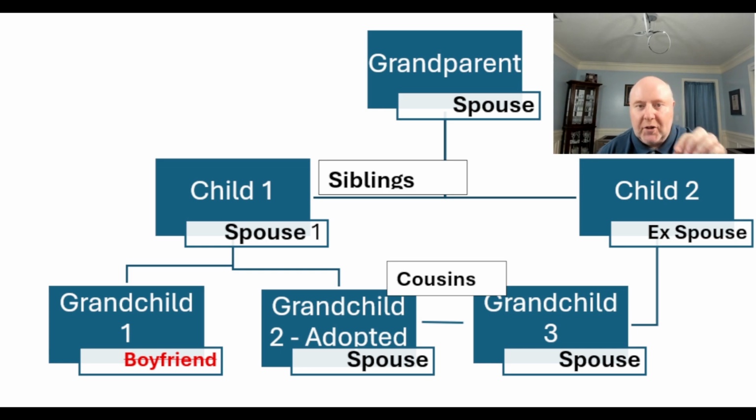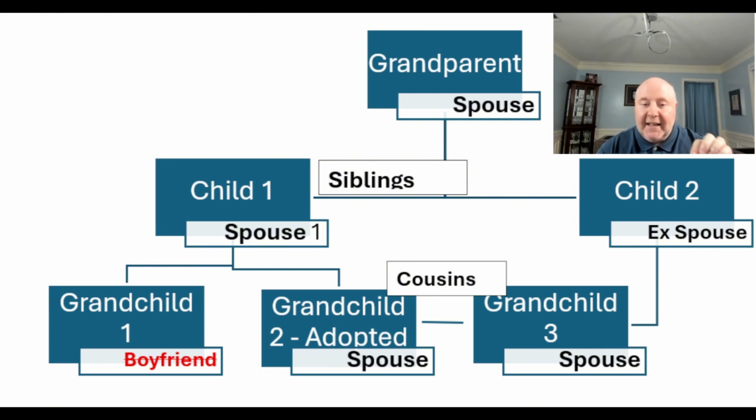The only person on this entire visual that does not count is the one bolded in red, the boyfriend in this example. You have to be married. So grandchild 1's boyfriend does not count as a part of the family. If the boyfriend owns shares as well, then we have 2 shareholders out of this whole group. Otherwise, everybody else counts as a single shareholder.